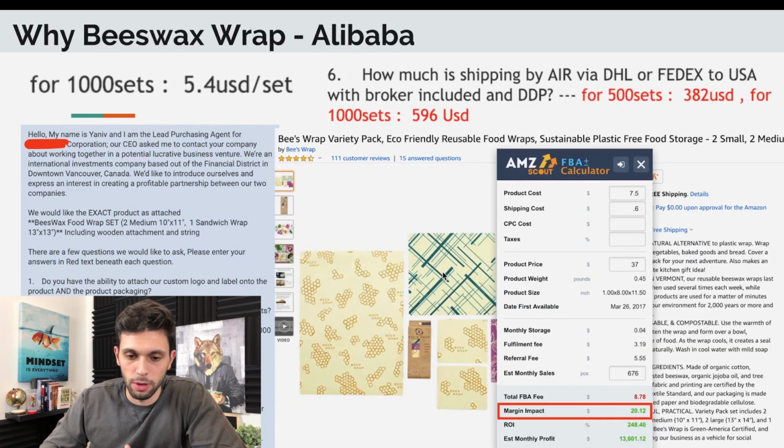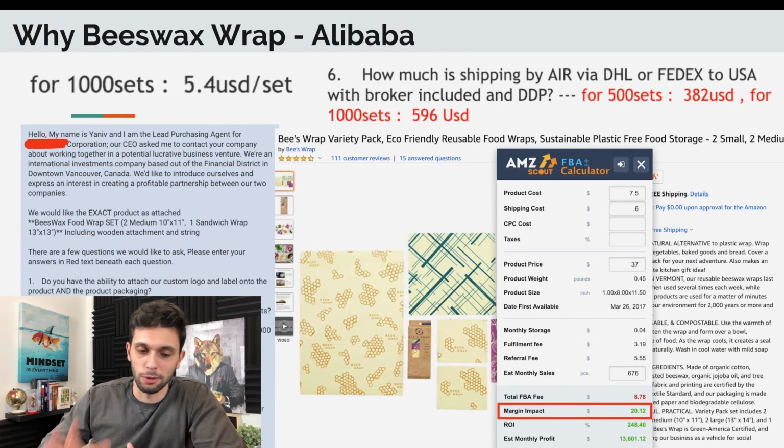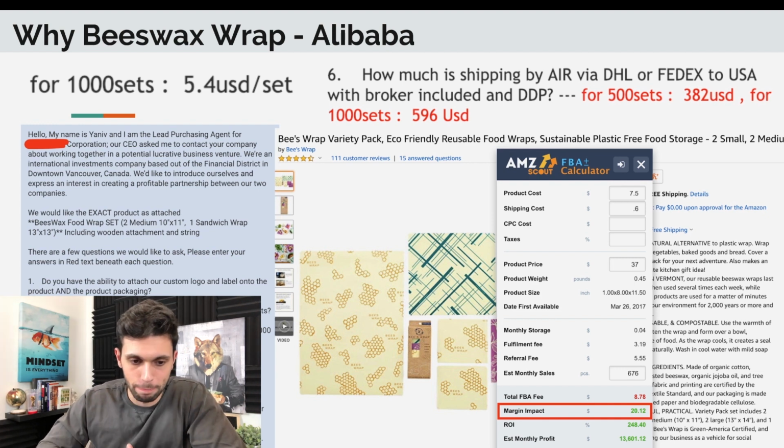So let's go back to the Alibaba stuff. Don't get overwhelmed here. There's a lot of stuff here, but don't worry. Basically, I sent that stuff and I got a couple answers back. The average price that I was getting back was about 5.4 USD per set, which wasn't bad at all. But that was before the differentiation with the button and a few other things I wanted to do.